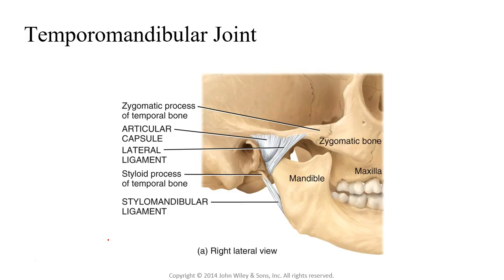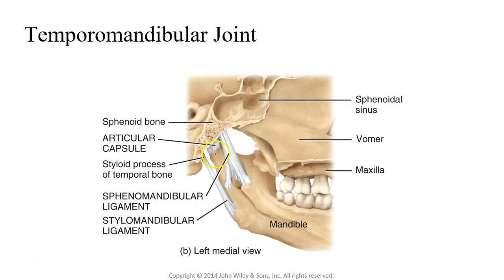Select joints. At the temporomandibular joint, we will see a few ligaments. We have the articular capsule, but here we have a lateral ligament connecting the mandible to the zygomatic bone. Then we have a stylomandibular ligament connecting the styloid of the temporal bone to the mandible.